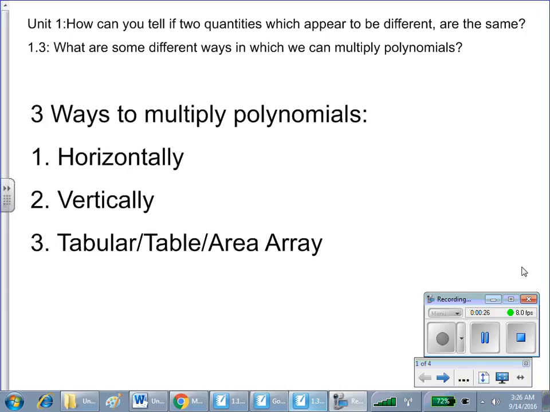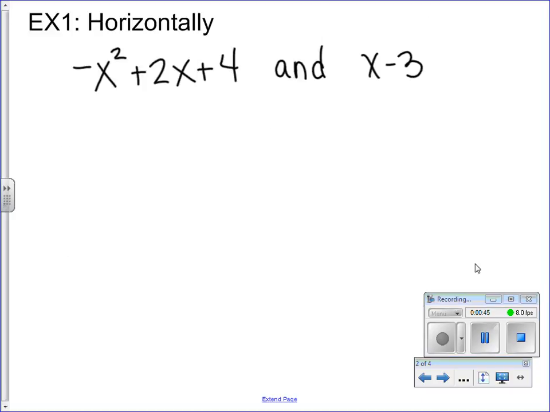And the third way is tabular, or people call it table, or people call it area way. Some people also call it like box method. You've probably seen this before also. So let's start with one example. The first example we're going to start with, we're going to use the horizontal method for.